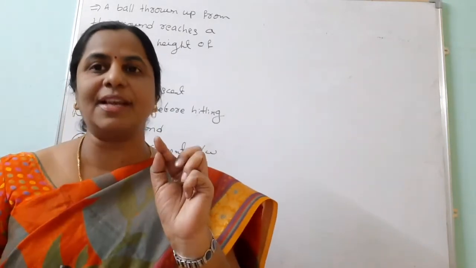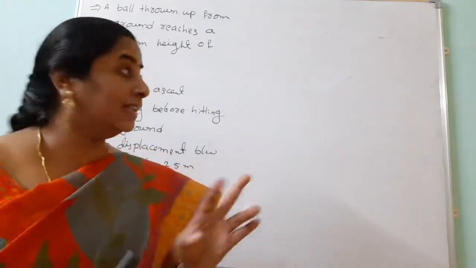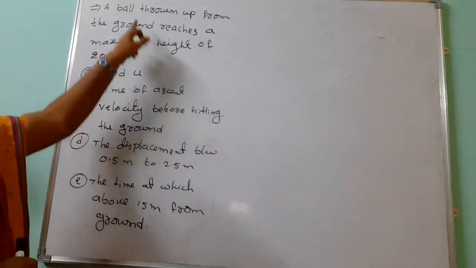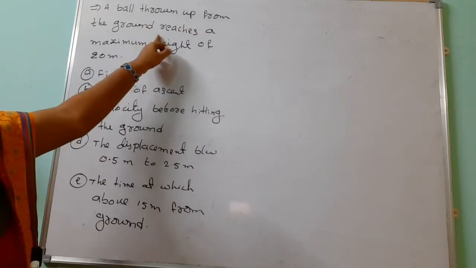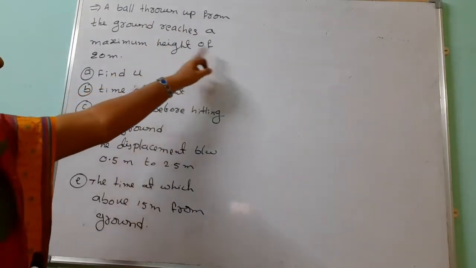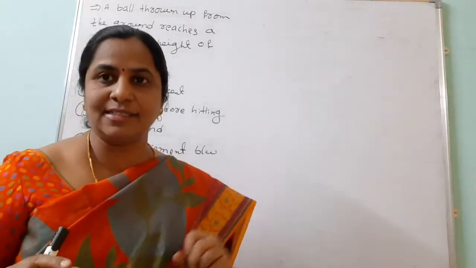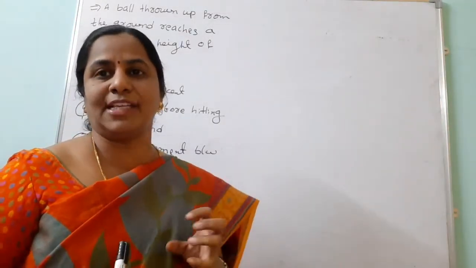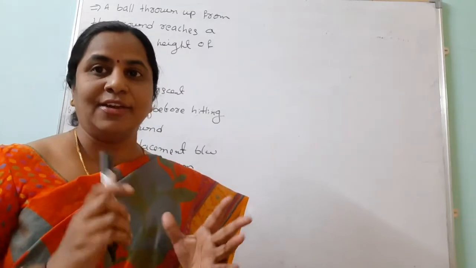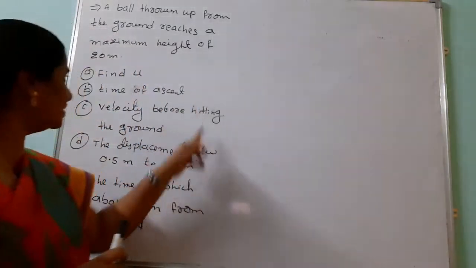If we know the single parameter, maximum height, see the given problem: a ball thrown up from the ground reaches a maximum height of how many meters? 20 meters. The given height is that the ball reaches a maximum height of 20 meters. Based on this, 5 questions are there.